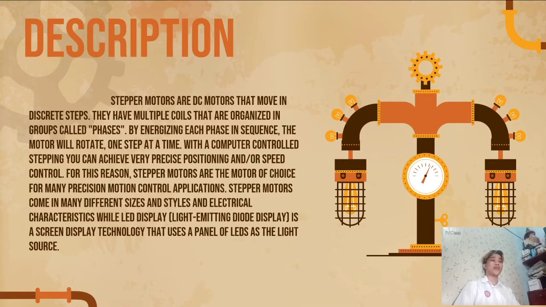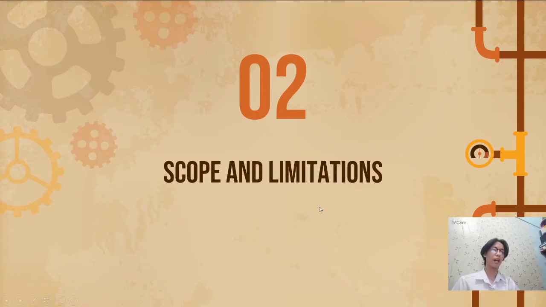LED display, light-emitting diode display, is a screen display technology that uses a panel of LEDs as the light source. After the description, let us now discuss the scope and limitations of our program, stepper motor combined with LED lights.